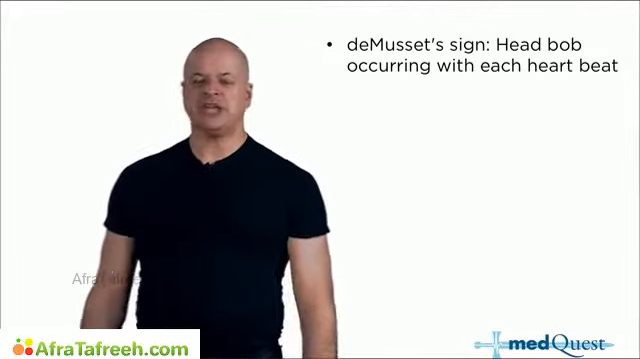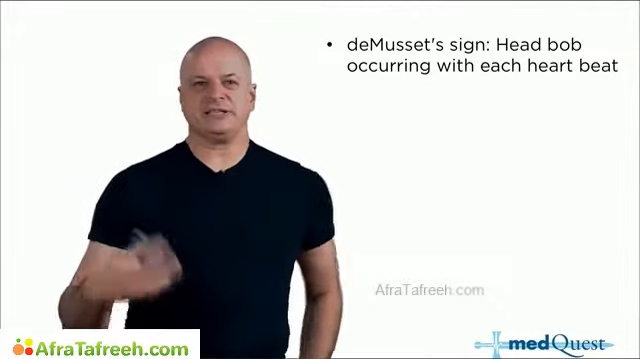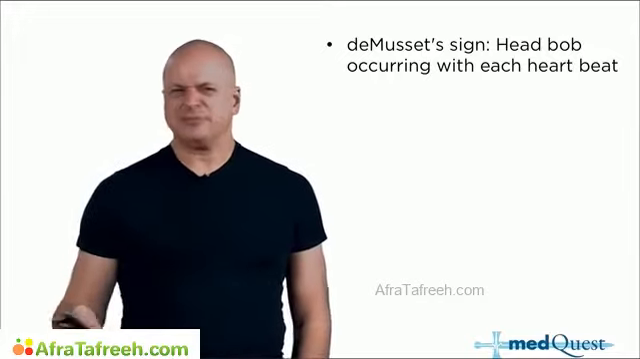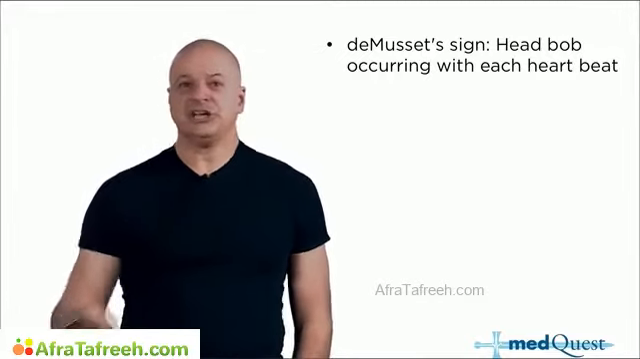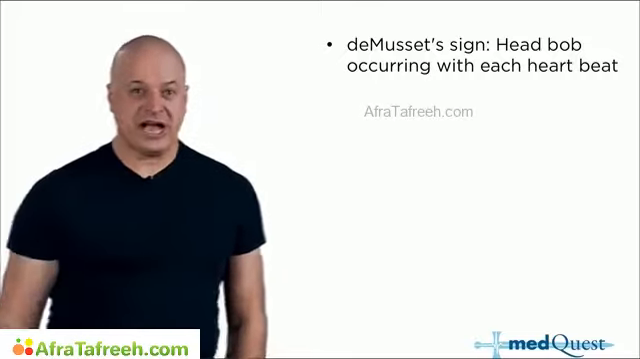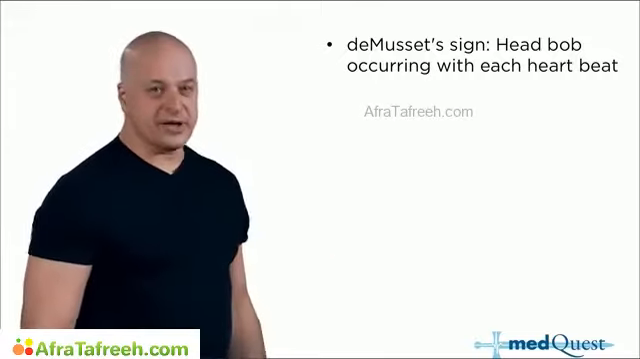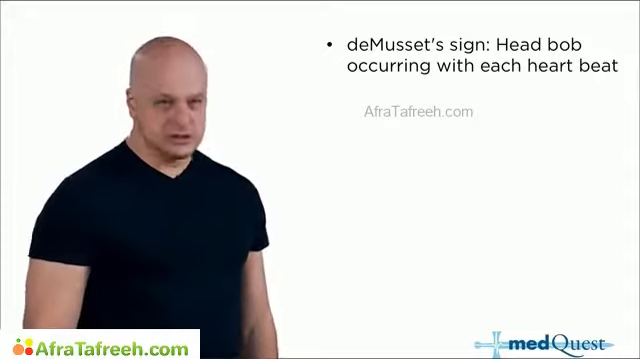Yeah, well, De Musset actually was a 19th century French playwright and poet who had aortic regurgitation. It's actually not a doctor. It's named after a guy who actually had it. And it's the head bobbing that goes with the high bounding pulse.